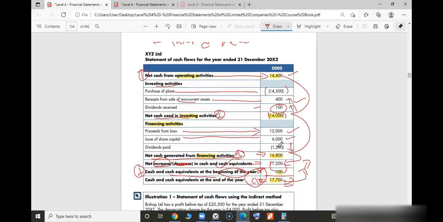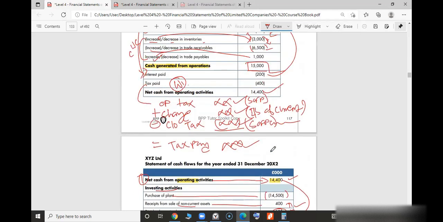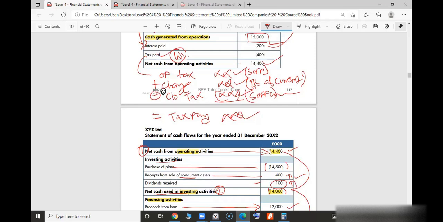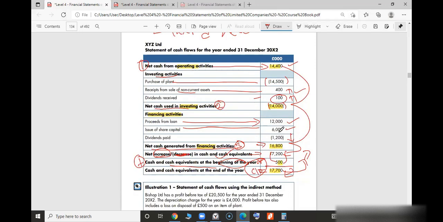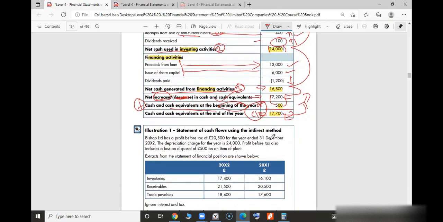Let me tell you what are the other possible workings. I said tax is a possible working, definitely. Then purchase of a non-current asset is another possible working. Receipt of sale of non-current asset could be a working. These are very simple workings. Tax paid I showed you. Purchase of non-current and sale of non-current asset are easy workings. I will show you in a minute.